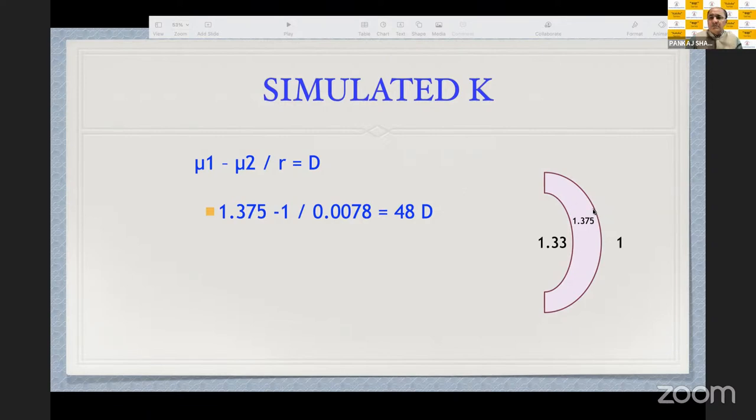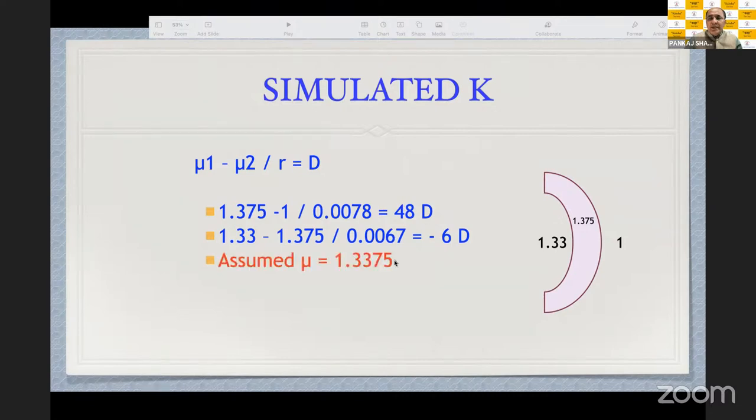Now this ray goes from this convex surface from a denser to a rarer medium, because 1.375 is dense and this is rare. So this will become reverse, 1.33 minus 1.375, and the posterior corneal surface is 6.7 millimeters. So this power is minus 6. You add these two and you get somewhere around 43 diopters.